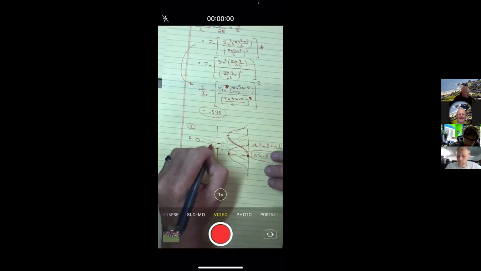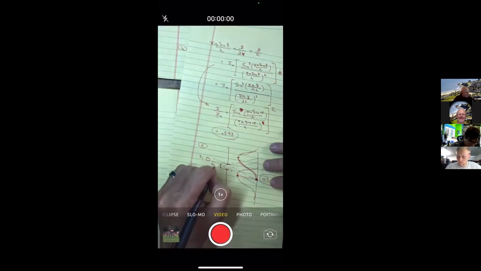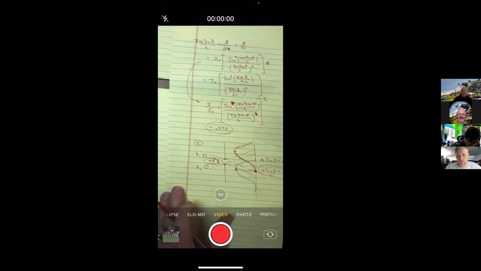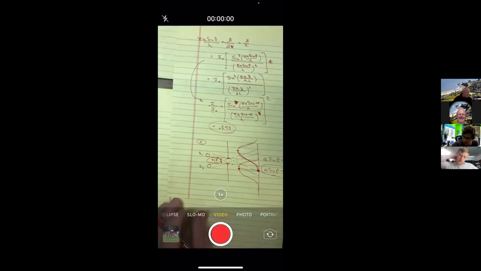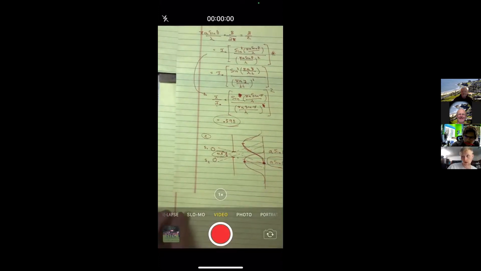So these two things need to be separated by 41.8 degrees. If they are any closer than that, these microwaves are going to blur together, and you won't be able to tell that there's two sources there.